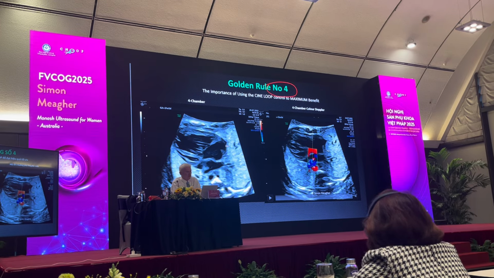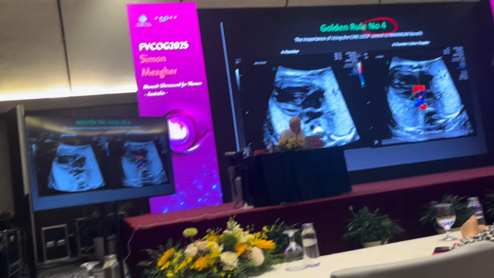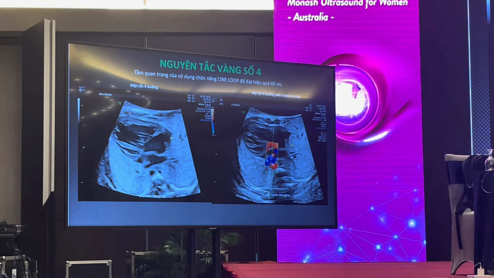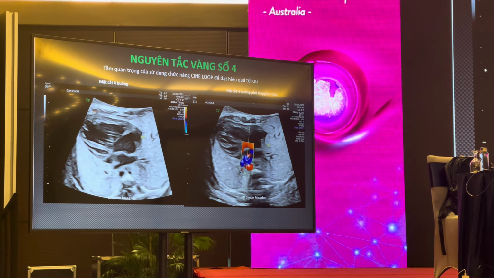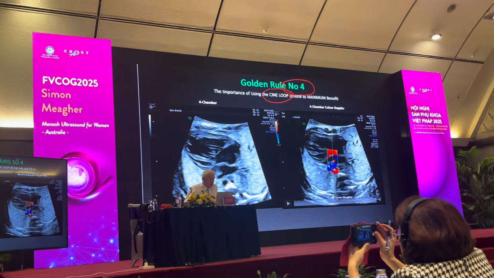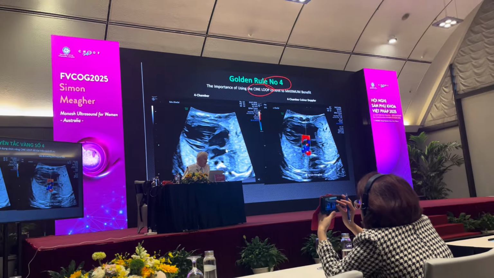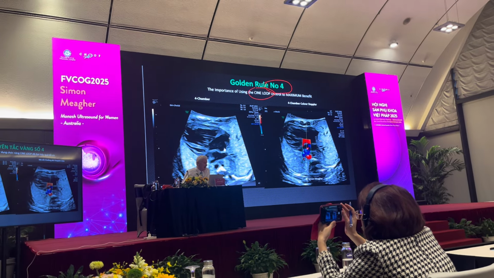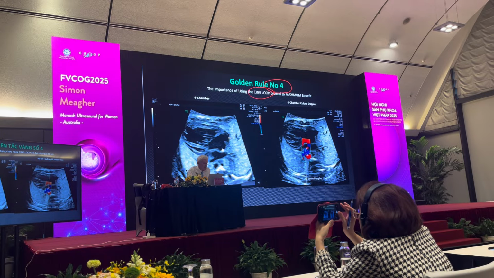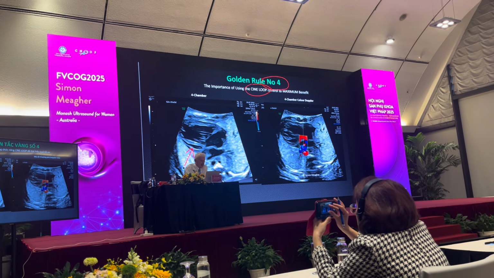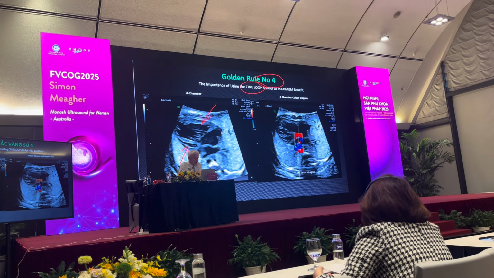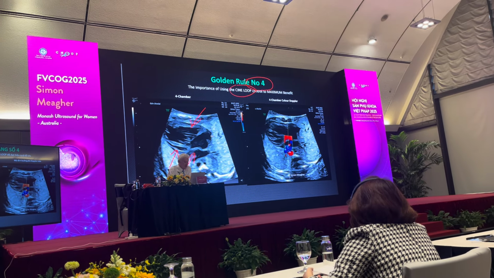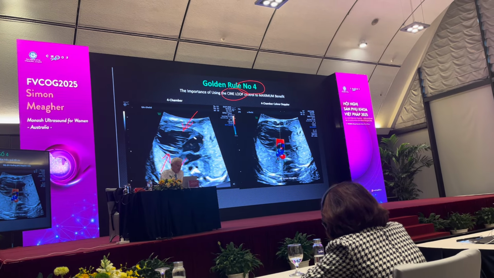Golden rule number 4. It's very important when examining the baby's heart that you use the cine loop, because sometimes things are moving so fast it is hard to understand. And I show you an example of a cardiac abnormality. This is a 4-chamber view of the heart where the left ventricle is smaller when compared to the right ventricle, and the left atrium is smaller when compared to the right atrium.